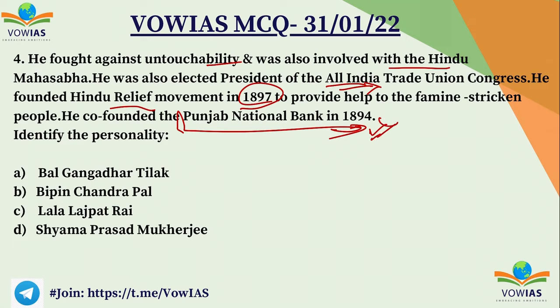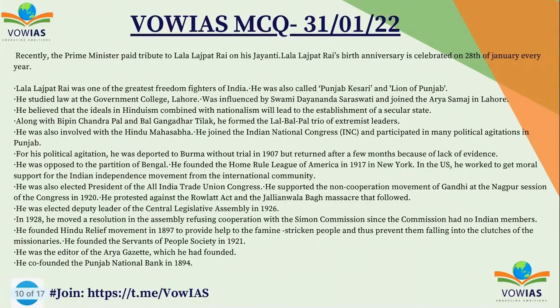Among all the clues, this is the biggest clue. We have to identify the personality. Bal Gangadhar Tilak, Bipin Chandra Pal, Lala Lajpat Rai, and Shyam Prasad Mukherjee. The correct answer is C, Lala Lajpat Rai. Recently, the Prime Minister has paid tribute to Lala Lajpat Rai on his Jayanti. That's why this was in the news.